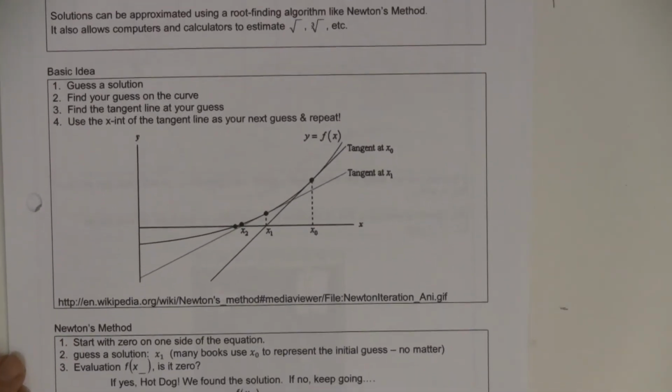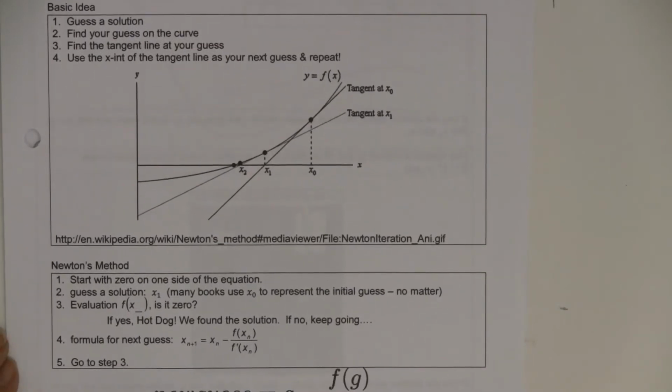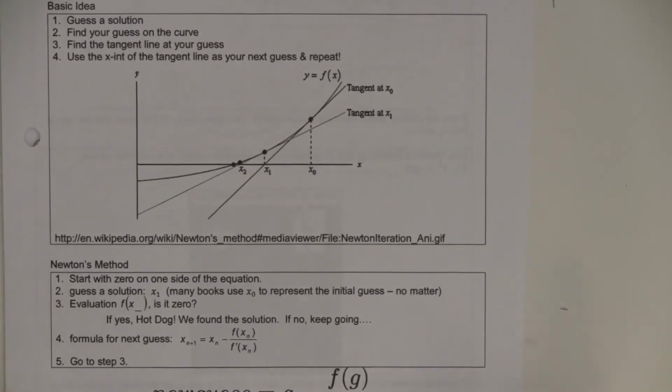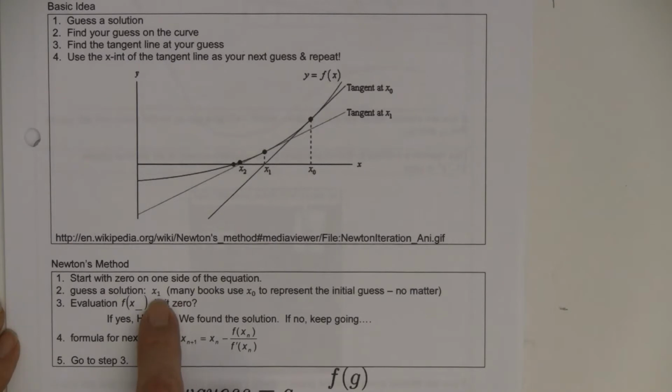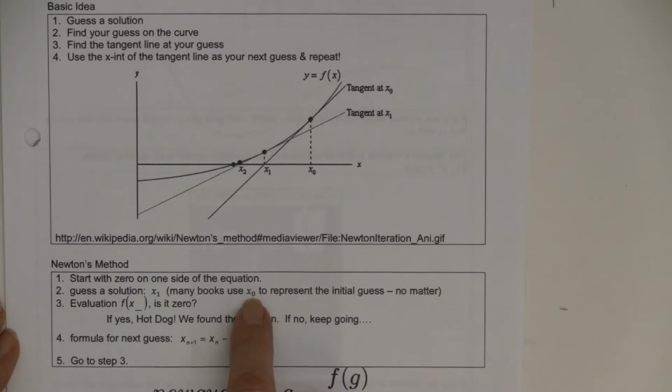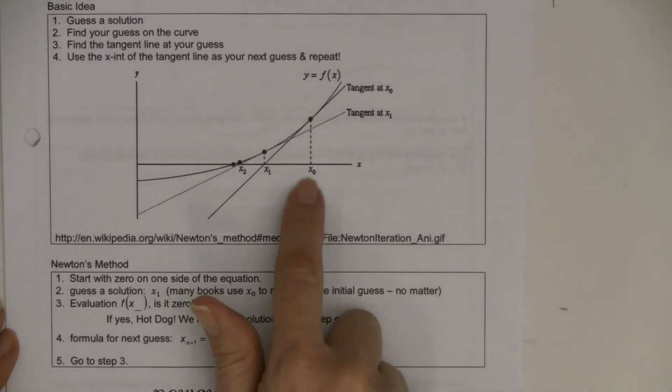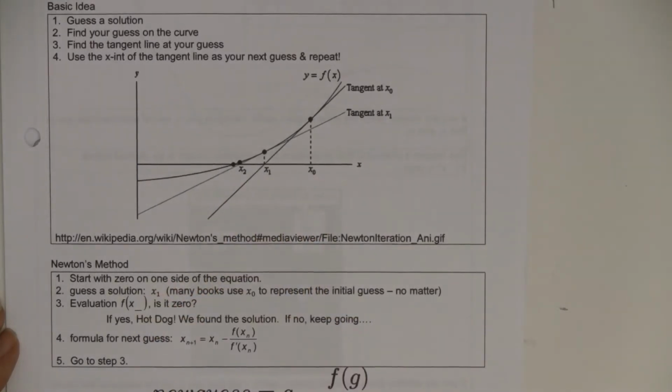And so here's the basic strategy of using Newton's method. You start with an equation and you want 0 on one side, just like if you were going to solve a quadratic equation. And you start with a guess. Our book uses x1, and many books use x sub 0, or x naught, to represent their initial guess. It doesn't matter what you call it, but I'm going to go with what our book does. This didn't come from our book, which is why some books use x naught and our book uses x1.